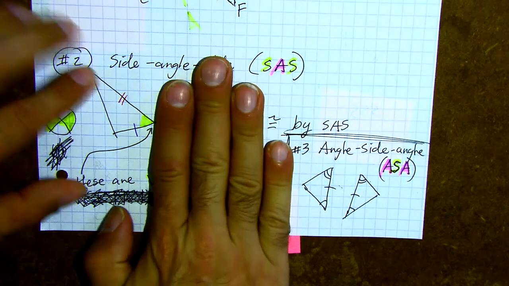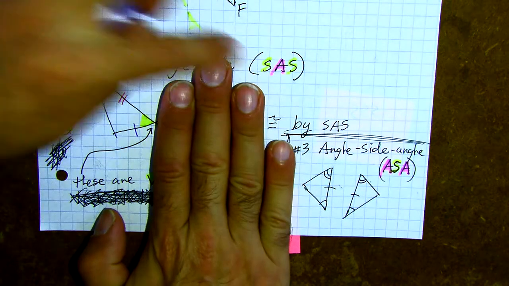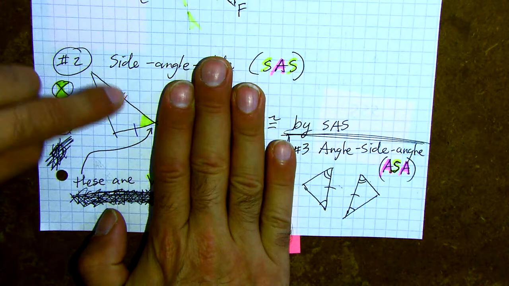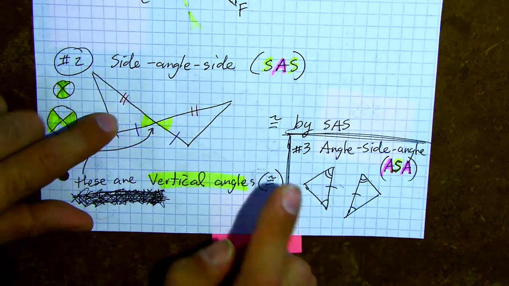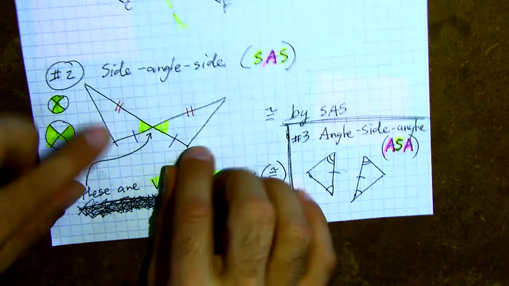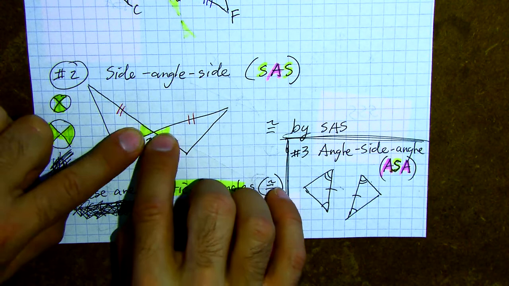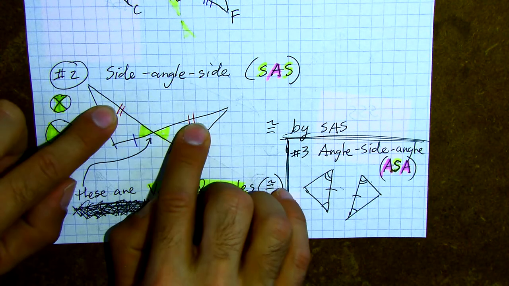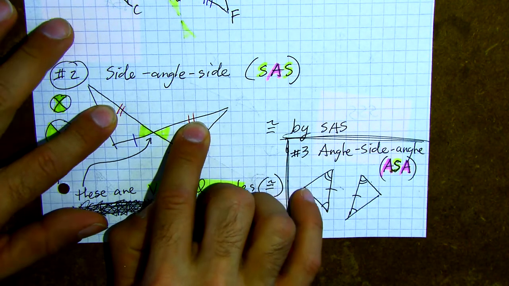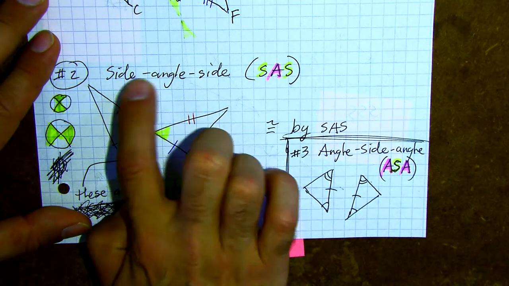Essentially, you're looking at one of the triangles, and that has the recipe: side, angle, side. Because the other triangle has what? Side, angle, side. The angles are the same because of vertical angles, and the two sides here are the same. So this is congruence through side, angle, side.